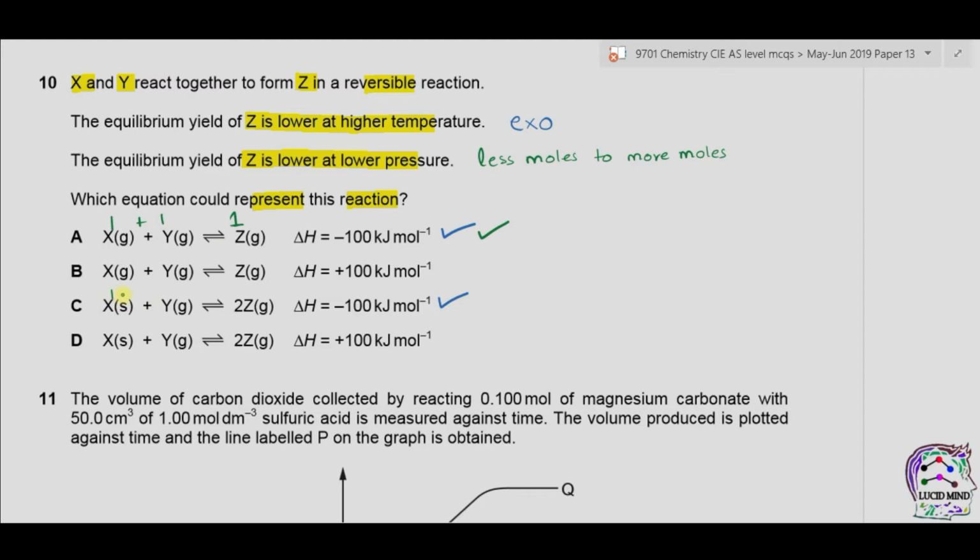In C we can see that we have 2 moles of reactants and 2 moles of product. As the number of moles is equal, there will be no effect of pressure on the equilibrium yield. So C is incorrect. The correct answer is therefore A.